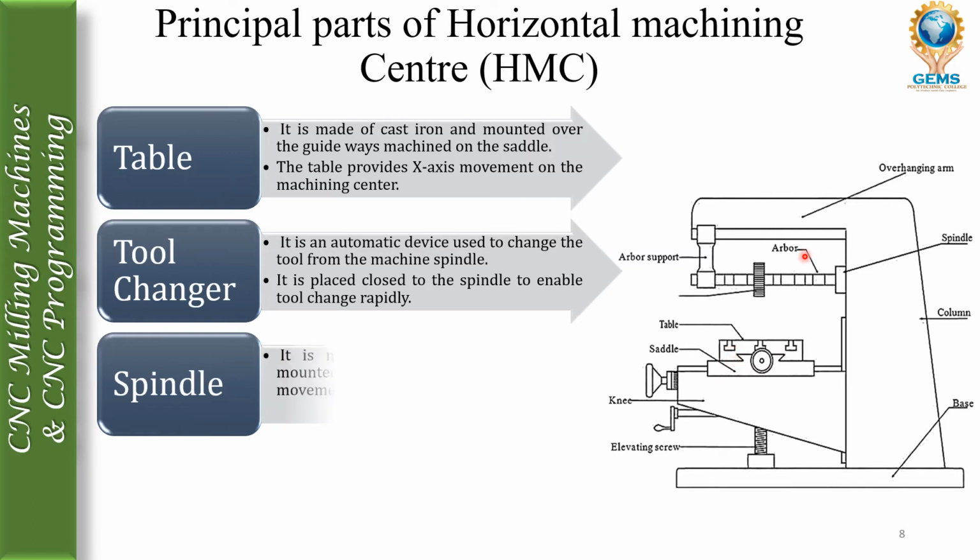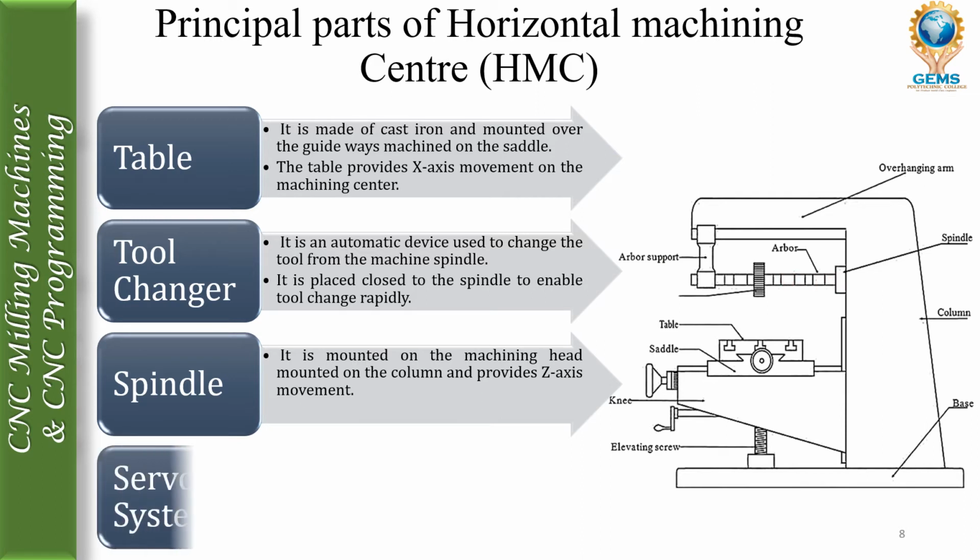Next comes the spindle. This spindle is mounted on the machining head and mounted on the column, and it provides the z-axis movement. So this spindle is mounted on the machine head, and it provides the z-axis movement in the horizontal machining center.